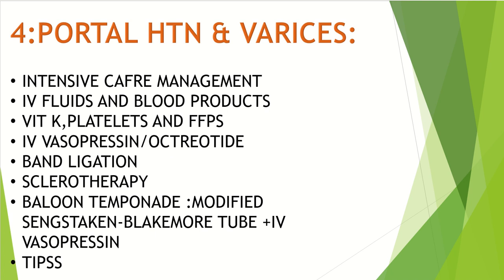Now, the fourth one is portal hypertension and the varices. For that purpose, intensive care management is important. We have to give the child IV fluids and blood products, vitamin K, platelets, and FFPs. Then IV vasopressin, octreotide, band ligation, sclerotherapy, and balloon tamponade, which includes the modified Sengstaken-Blakemore tube, plus IV vasopressin, and the transjugular intrahepatic portosystemic shunt. But this is very good, though it increases the risk for hepatic encephalopathy.